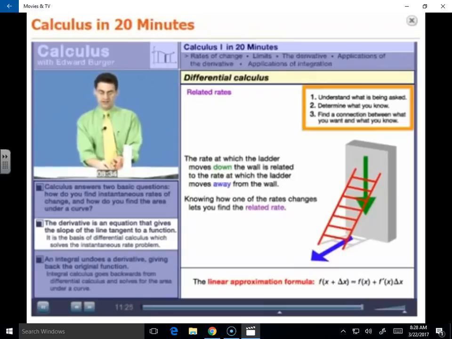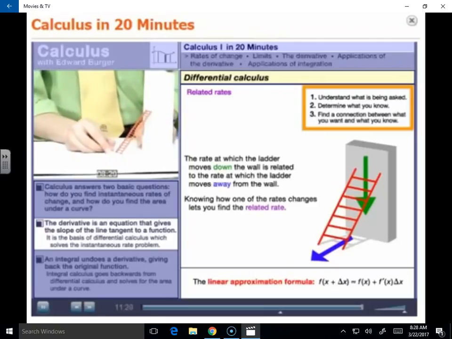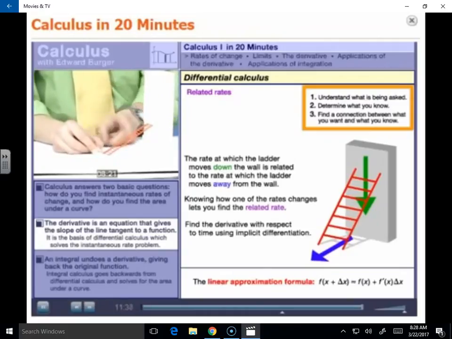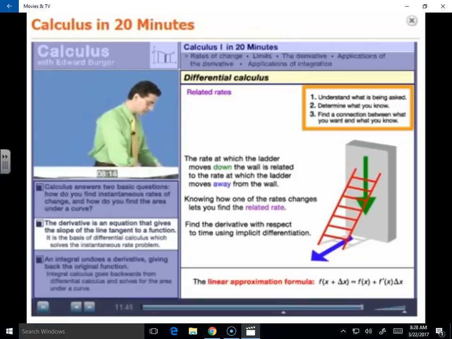You could take the derivative with respect to time, because here the variable, the thing that's independent, that's always changing, is time. Time keeps on ticking into the future. So you take the derivative using implicit differentiation, differentiate with respect to time, and plug in what you know about how this is changing, and that tells you how that is changing. Pretty cool. That's called related rates.